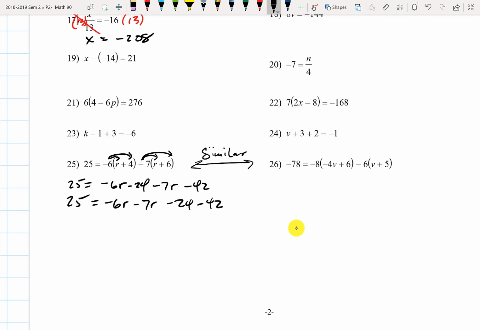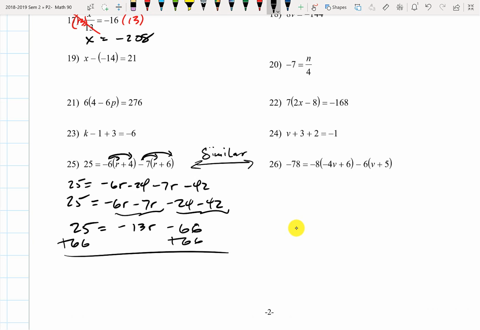Regrouping, why? Because you can only combine like terms. So you get a -13r here and a -66 here. Add the opposite, and you get, let me see, 80 and 11, 91 is equal to -13r. And divide both sides by -13. Hopefully that's divisible; if not, we write it as a fraction. And what do we get? We get -7 because 7 times 13 is 91.